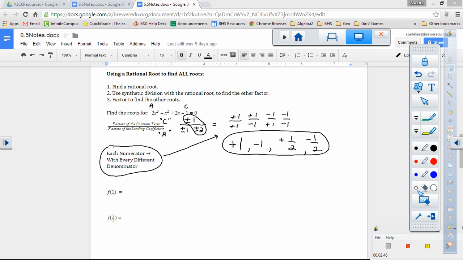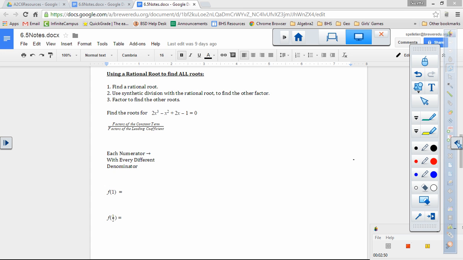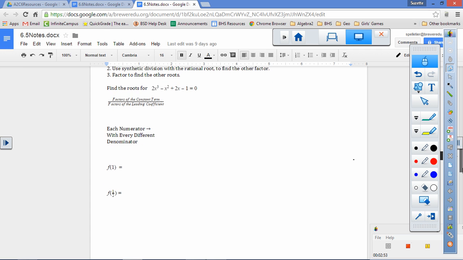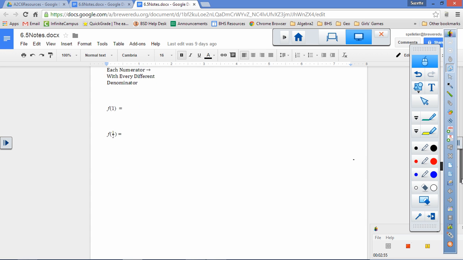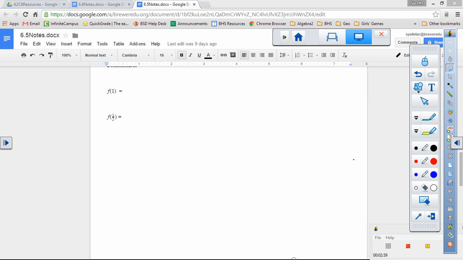So again, I'm going to scroll my page up. Not a lot of room to write on here. You can see in the parentheses, written in functional notation, I have 2 of them written down. That's a big hint, right? So we're going to try the first one. We're going to try positive 1, and then we're going to try positive 1/2, okay? Again, we use synthetic division to do that.